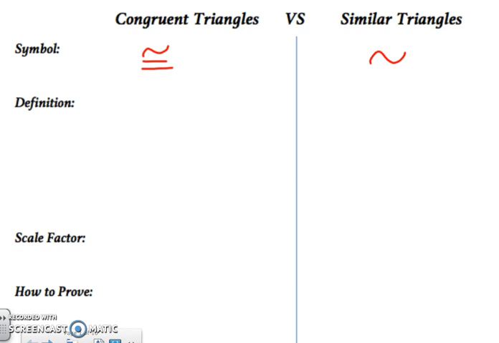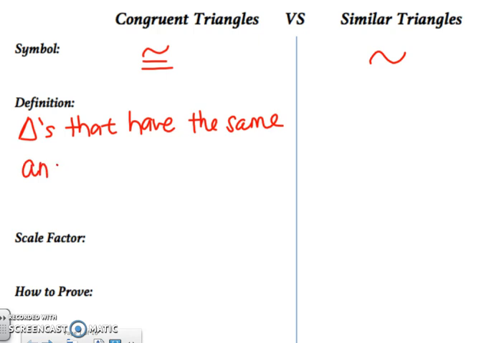So congruent triangles, the definition, are triangles that have the same angles and sides. Okay, so you had a triangle that was the exact same, but it was maybe turned or flipped or rotated, okay? But they still had all the same sides.